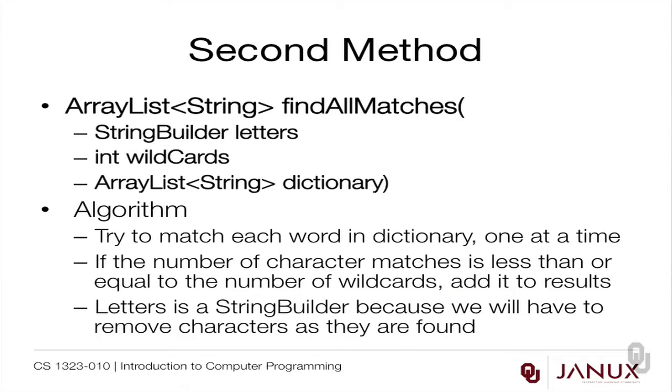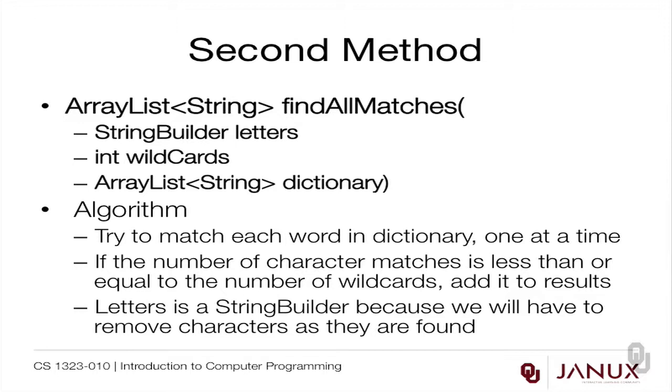Our next method will be find all matches. Now this one's going to be a little bit more interesting to write because it's a harder method. So we're going to need a string builder. That's going to tell us what letters you have. We're going to need some wildcards. How many wildcards do you have? 0, 1, or 2? And of course we need the dictionary.